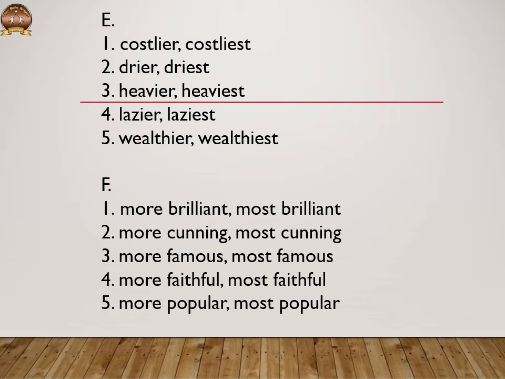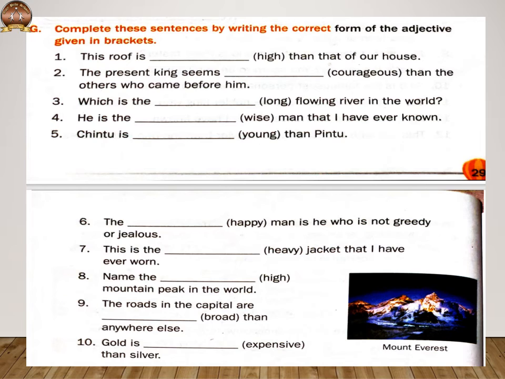And here in F you can see the words which have more syllables add more and most to be made into comparative and superlative degrees. Now this exercise we will solve. We have to write the correct form of the adjectives in the brackets. The roof is, so we can see than. So what will we write? Yes, than means comparative degree, higher.